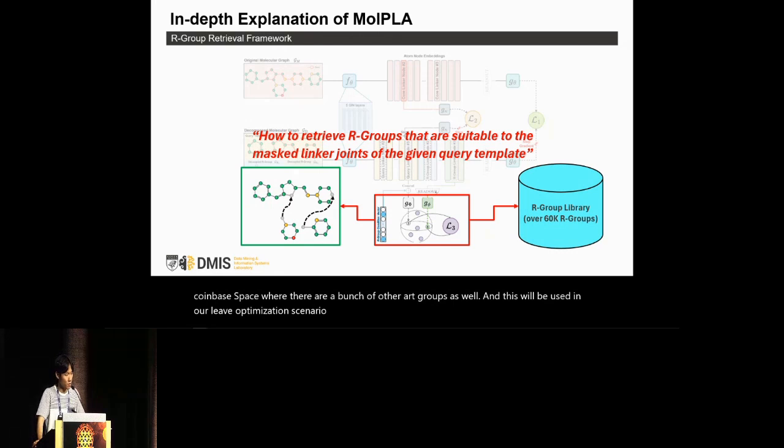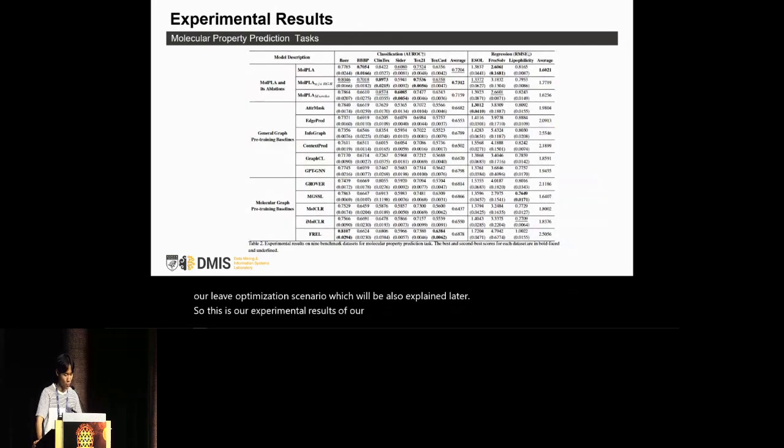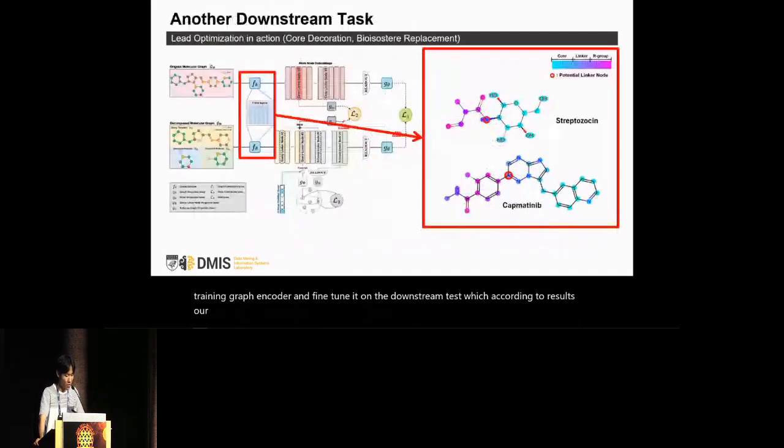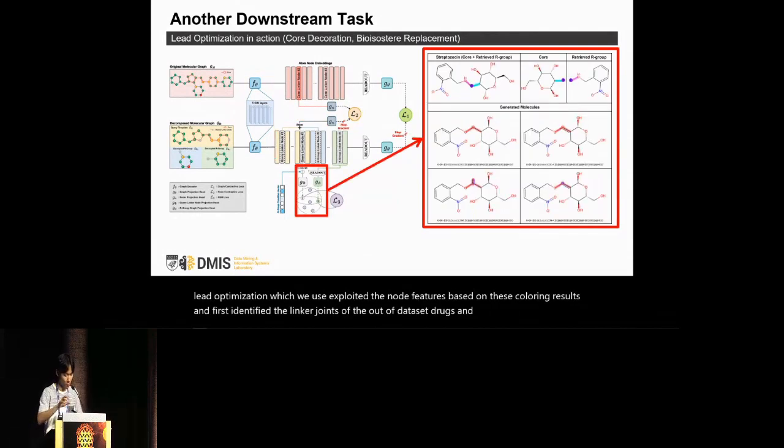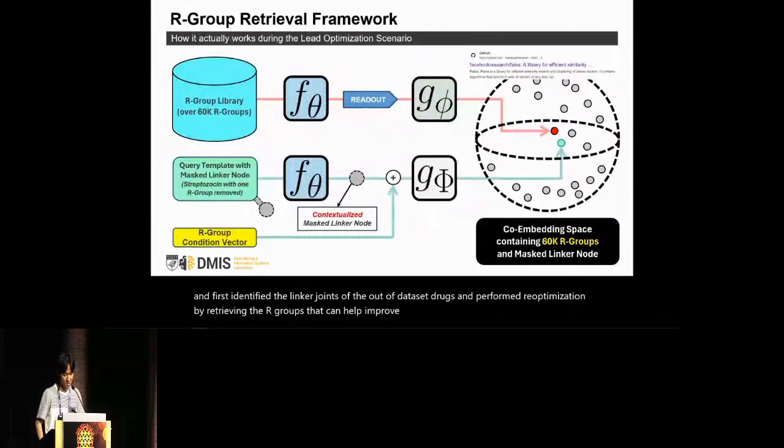So these are the experimental results of our molecular property prediction task, in which we use the pre-trained graph encoder and fine-tune it on the downstream task, and according to the results, our model performed better than other baselines. And another downstream task is called lead optimization, in which we exploited the node features based on these coloring results and first identified the linker joints of the out-of-dataset drugs and performed optimization by retrieving the R groups that can help improve the molecule's properties. This is a more detailed description of how it actually works.